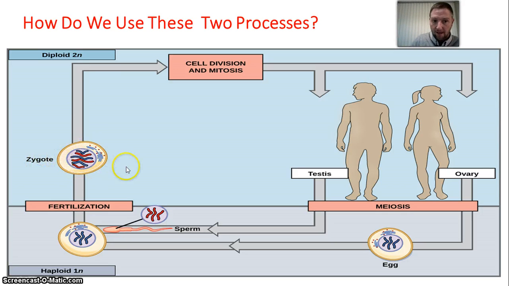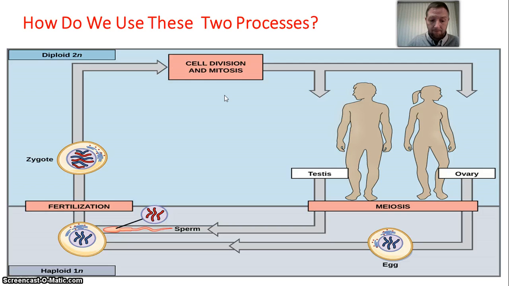The moment you fertilize, through right now and the rest of your life, you are diploid. The only cells in you that are haploid are the sperm, or in a female, the egg. Okay? The egg and sperm are created by the process of meiosis. You grow and repair through mitosis.